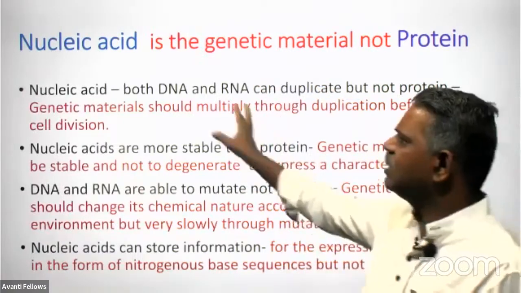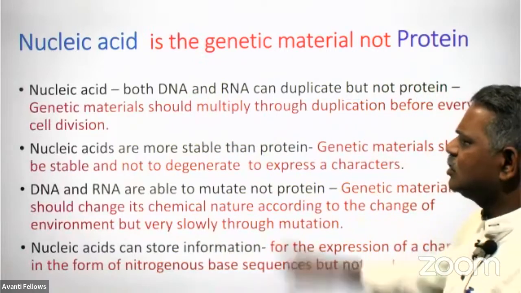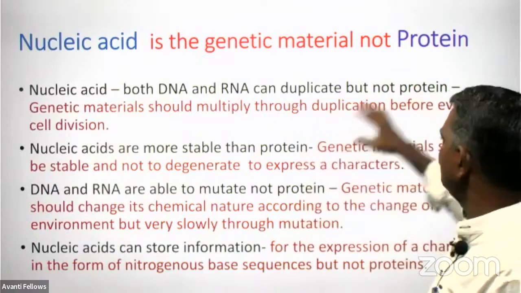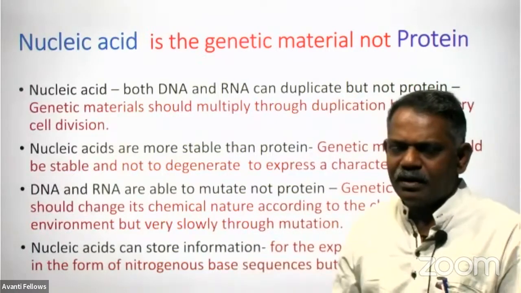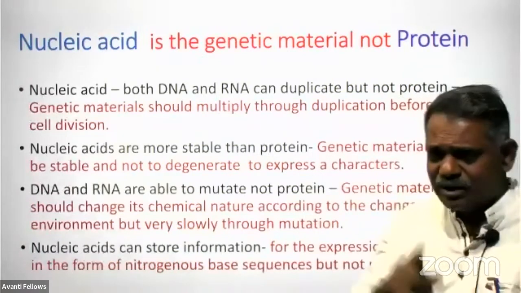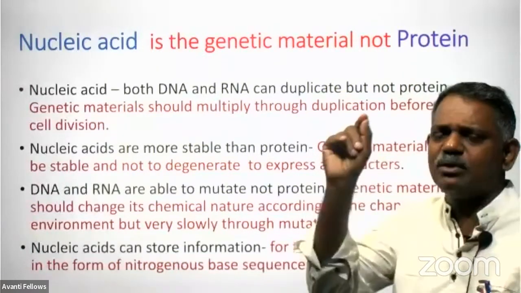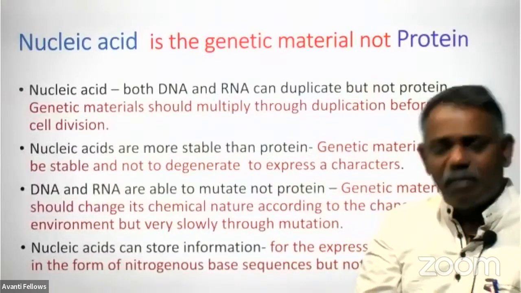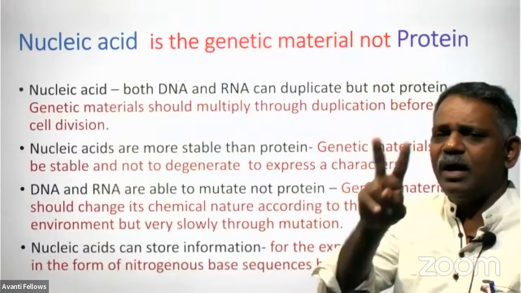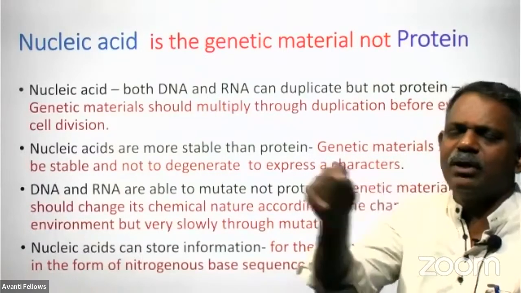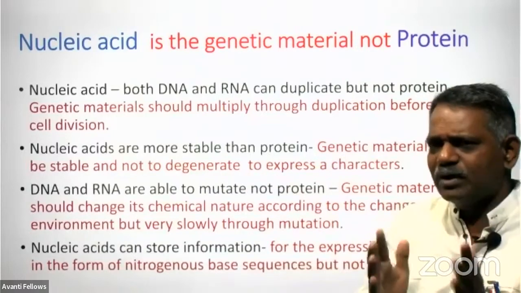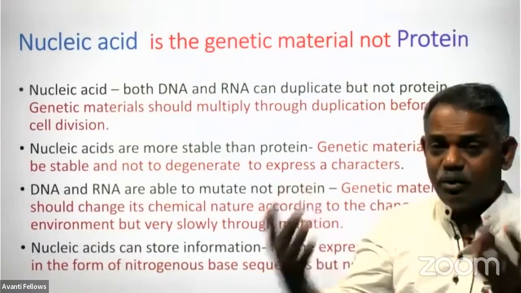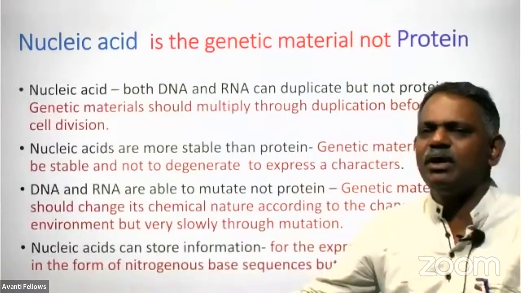So RNA and DNAs are called as what? The nucleic acid. So genetic material should multiply through the process of duplication before every cell division. So remember, whenever cells divide, for example, in case of human being, 23 pairs of chromosome present in a diploid cell. Whenever this diploid cell divides into two mitotically and produces two cells, both the cells are also having what? 23 pairs of chromosome. Because before the cell division, naturally the entire genetic material or the chromosome present in the cell gets duplicated. Then only it is possible to divide evenly.